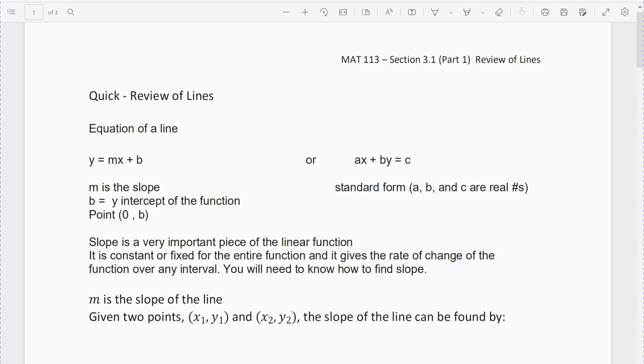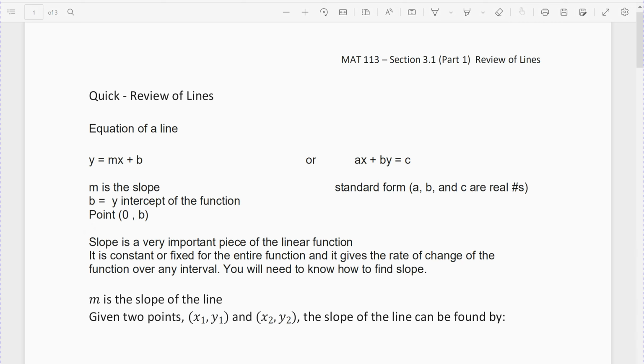Right, section 3.4 is hopefully a topic you're familiar with. It's going to be applications of lines, of linear equations. Then we'll get into other types of applications later on in the chapter. The first part, I kind of broke this into part one. If you need a quick review of lines, again, this should be stuff you're very familiar with.